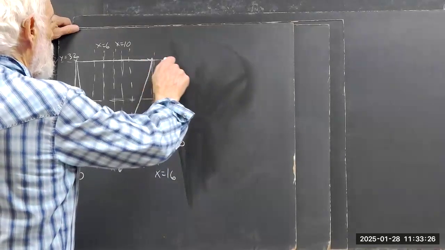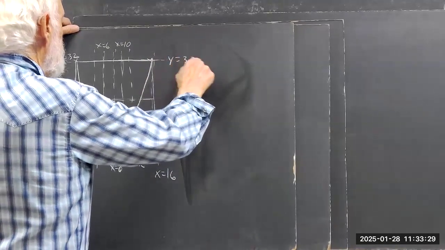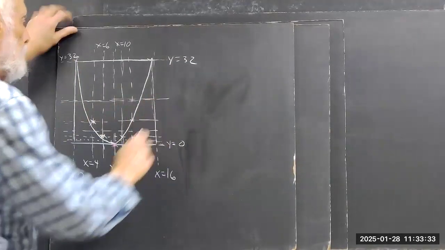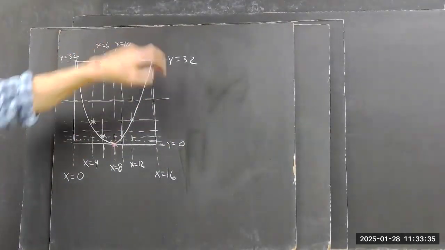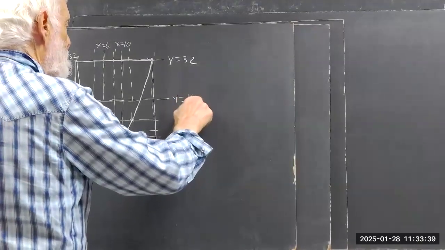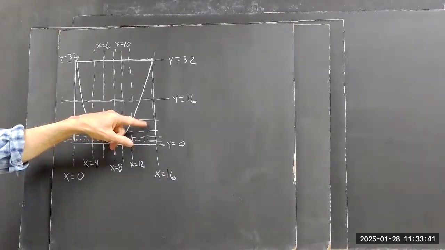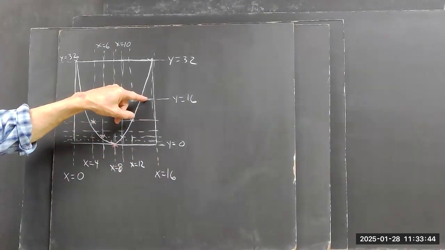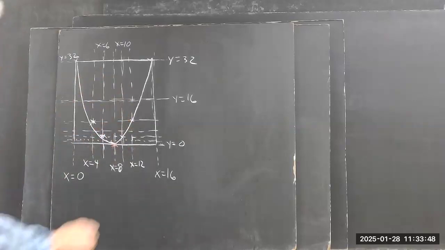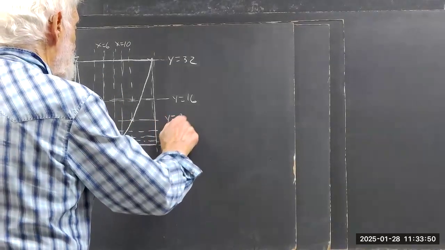And let me go ahead and put my y over here. Y equals 32. It's okay to label it over here too. So this line is where? Halfway from 32 to 0 is 16. Where's this line? Halfway between 0 and 16, because of the way you constructed it. This line is halfway to the bottom from this one. That's y equals 8.